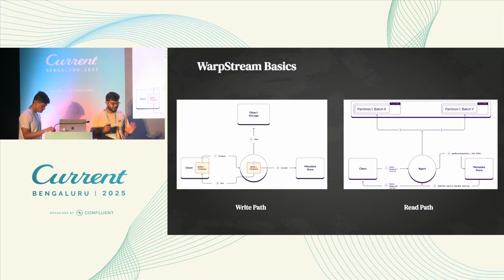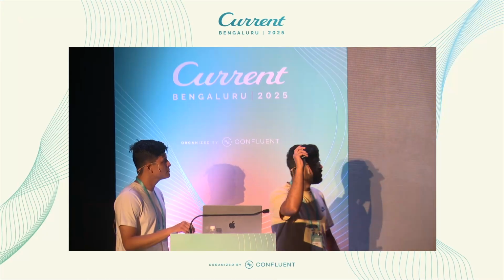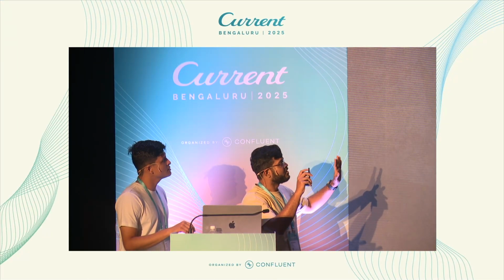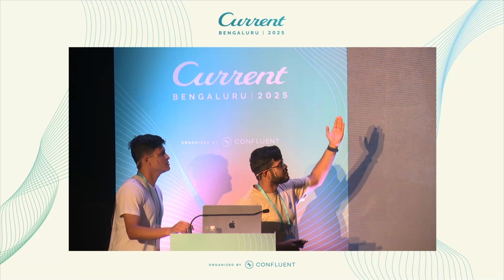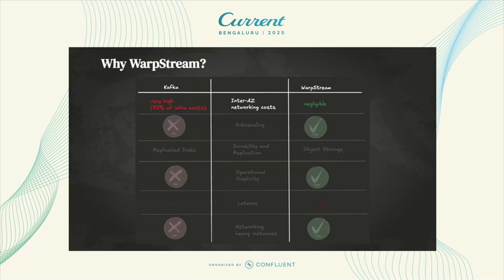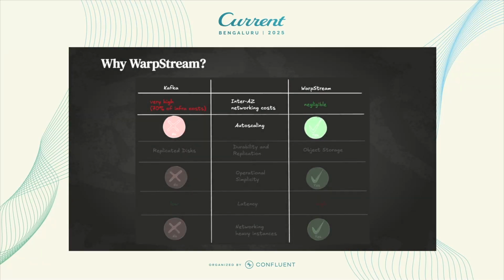I'll just say that because it will be too much for one talk, but I can explain what we got out of this. We reduced our networking cost from something like 70% to negligible. And now we get auto scaling with the agents. In fact, the producer and consumer agents also scale independently. You can have different agent groups and they scale independently.